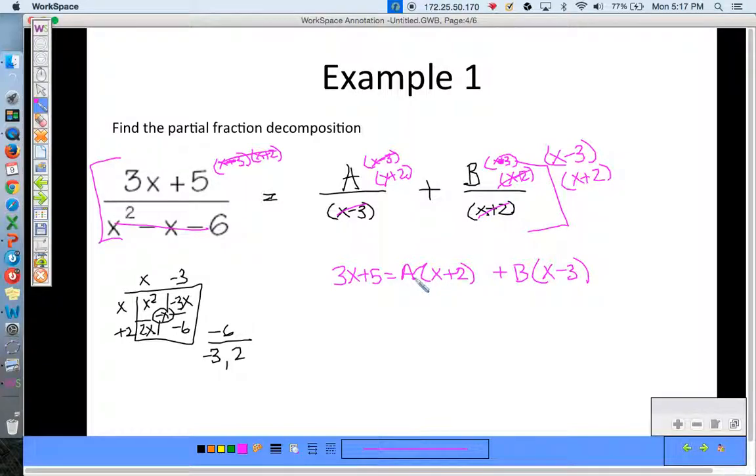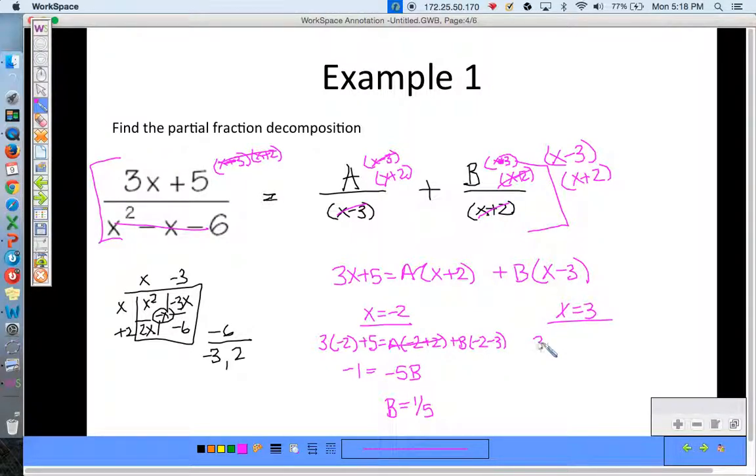Well, let's choose an x value. What would make this a go away? Well, a times 0. When x is negative 2, our a value will go away. So what is 3 times negative 2 plus 5 equals a times negative 2 plus 2 plus b times negative 2 minus 3. Let's see, negative 6 plus 5 is negative 1. 0 times a is 0, so we have negative 5b. So b equals 1/5. Well, what would make this b value go away? Well, when x equals 3.